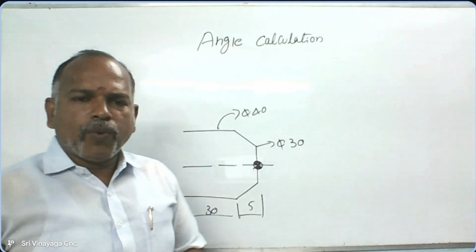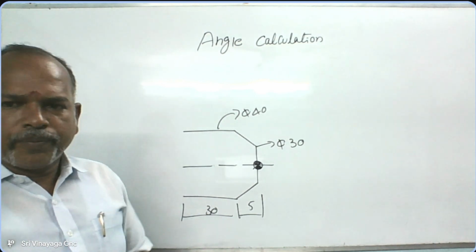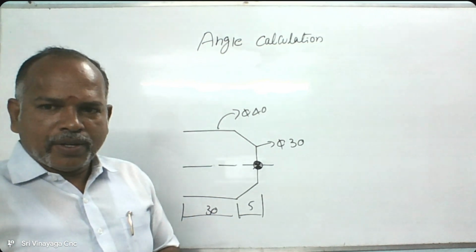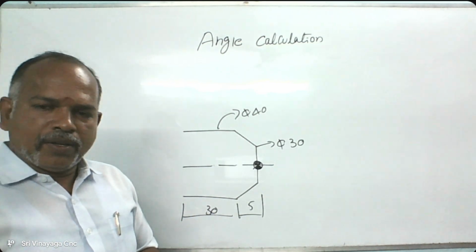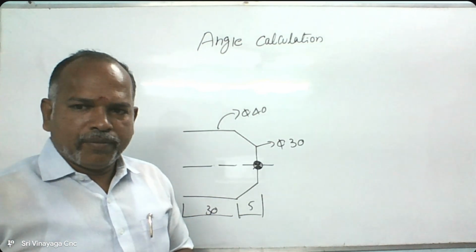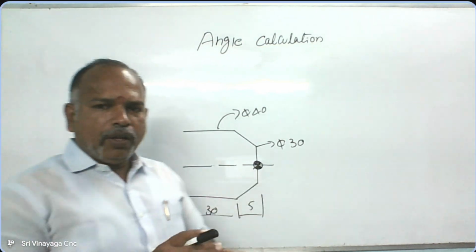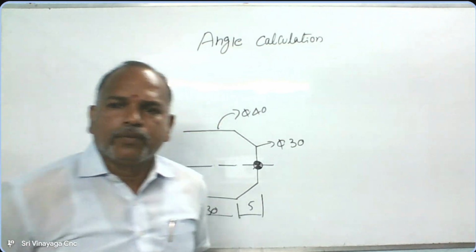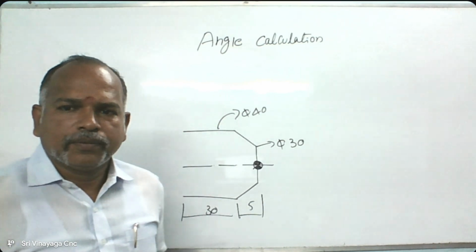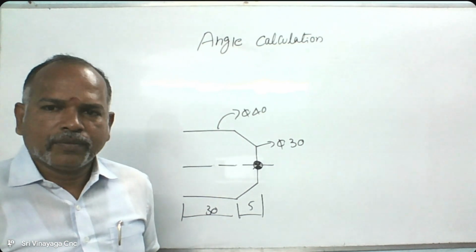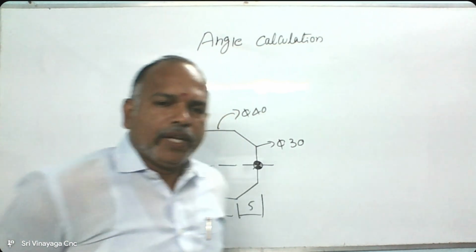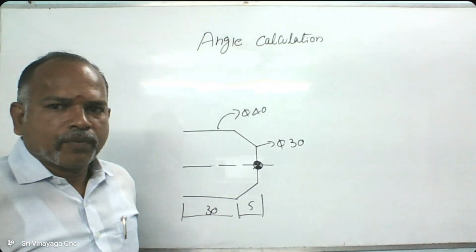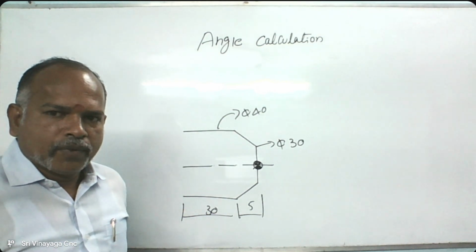What will be the point number 1? Richard? Point number one is X 0, Z 0. What will be the point number 2? X 30, Z 0. Point number 3: X 40, Z minus 5.